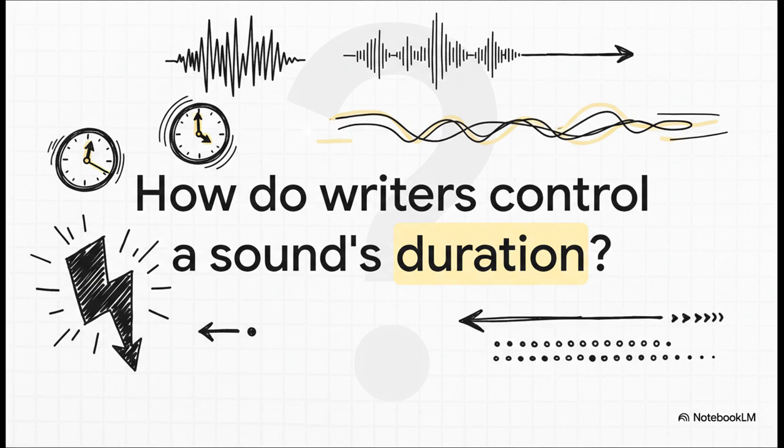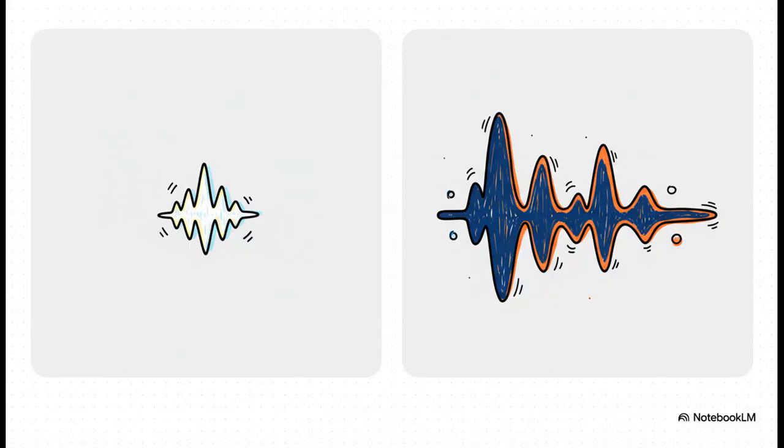All right, so we've got a start and an end. But what about the middle? How do you make a sound feel really quick and sharp versus long and drawn out? How do you actually control its duration? This is my favorite part, the vowel rule. The real secret is right there in the middle of the word. Short vowels, like the I in pip, or the O in pop. They create these quick, sharp sounds. They're over in an instant.